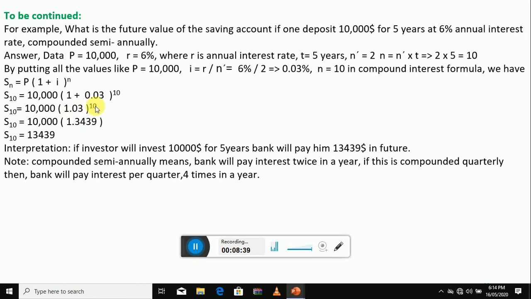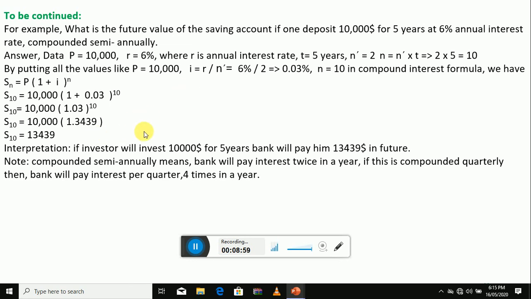S10 is equal to $10,000 as it is, times 1.03 raised to the power 10. 1.03 raised to the power 10 will give this value, 1.3439. And S10 is equal to $13,439. So this is the future value of the account after 5 years.